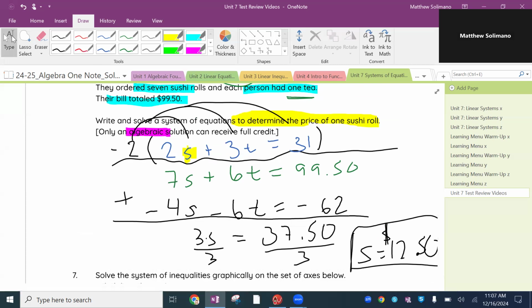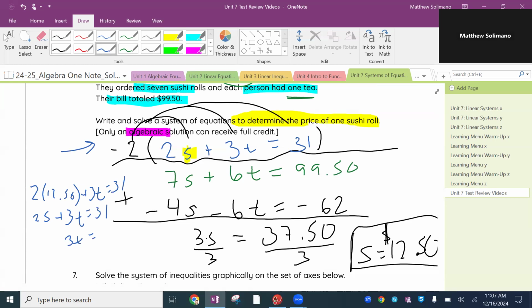I'll just show you it. So if you had to do it, you could. I'll go over here. So if we did 2 times $12.50 plus 3t equals $31. I'm just plugging it into the top equation in blue. 2 times $12.50 is $25 plus 3t equals 31. Subtract 25 by both sides.